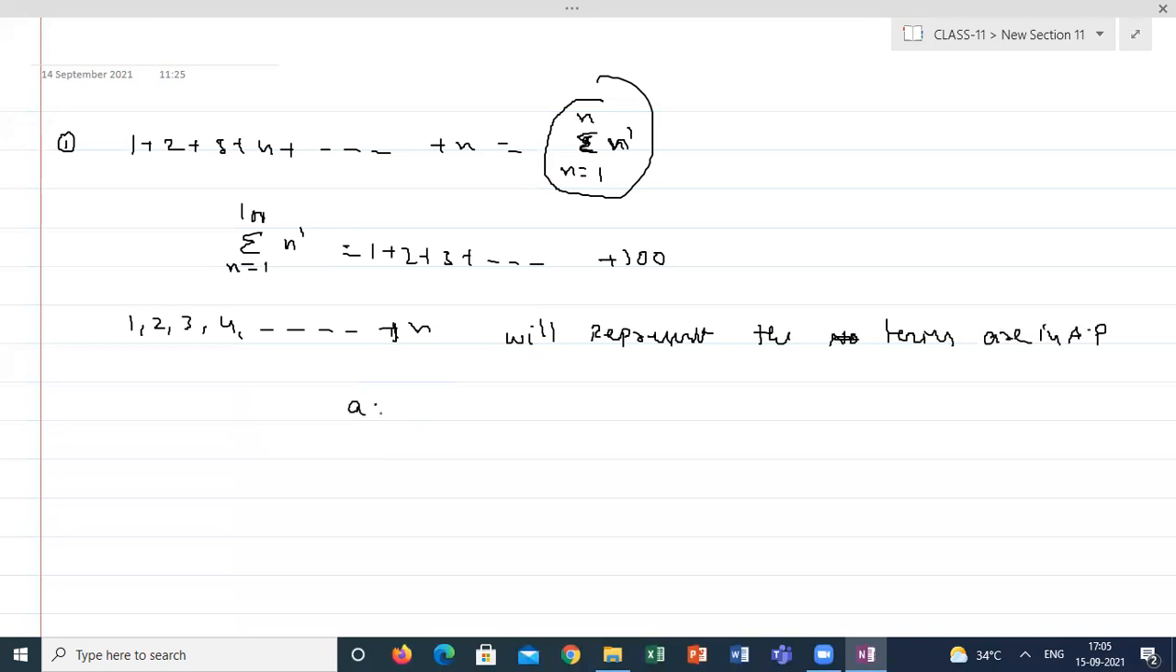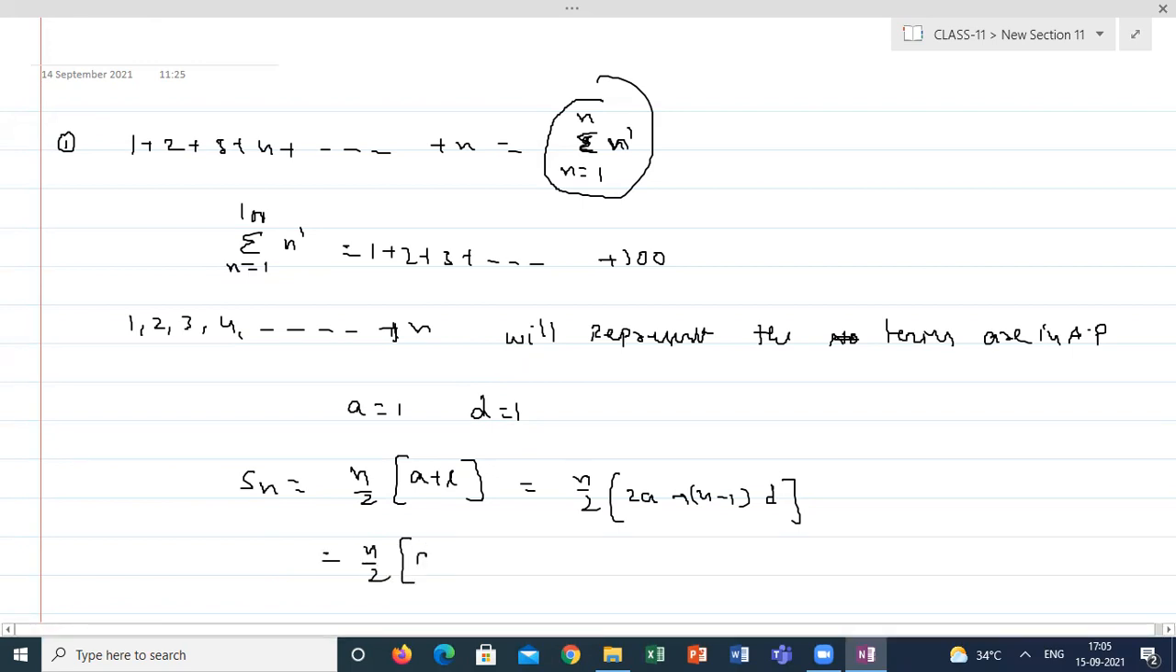The initial term is 1. Common difference is also 1. We know the Sn formula. What is the Sn formula, guys? Sn is equal to n by 2 into (a plus l). Am I right or wrong? Yes, sir. What is another one, if I don't know the last term? So n by 2 into (2a plus (n minus 1) into d). You can use any formula. Here I know the first term and last term. n by 2 into (a plus n), where a is equal to 1 here. So this is n into (n plus 1) by 2.